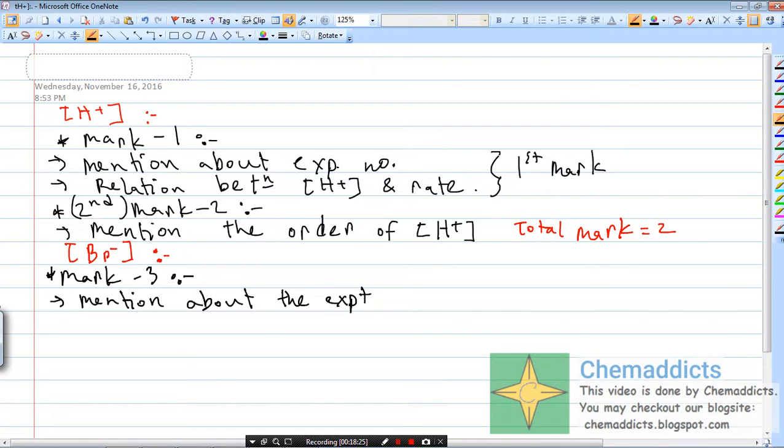So if you accomplish this condition, then it is obvious that you will achieve the full mark for this question. If you cover all the points that we will discuss here, then you will achieve the full mark for this question. And that's the objective of this tutorial, how to answer this question precisely. So mention the experiment number that we are comparing. This is the first point for mark 3.